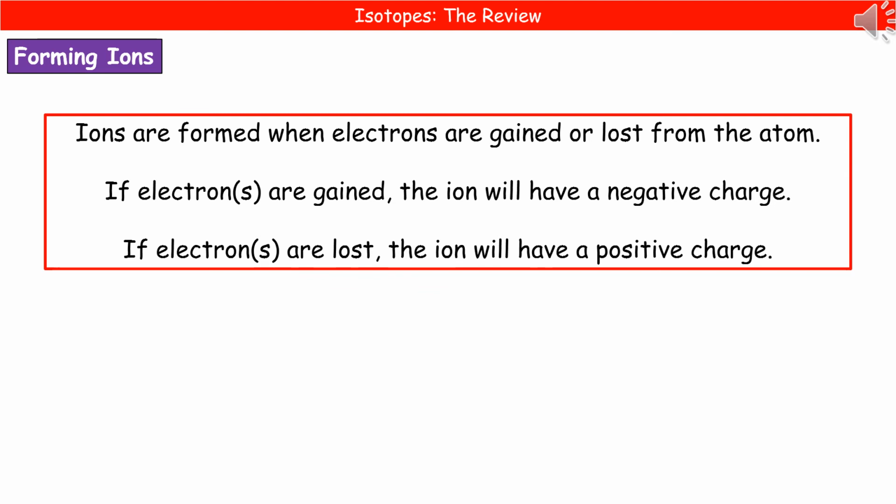So when we're talking about ions, which are charged particles, they are formed when we either gain or lose electrons from the atom. If we gain electrons, then the ion will have a negative charge, and if we lose electrons, the ion has a positive charge.